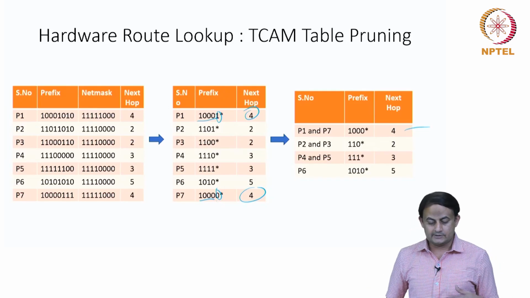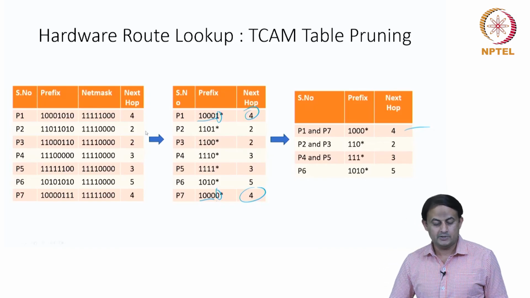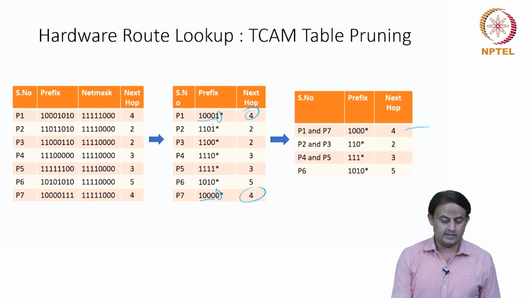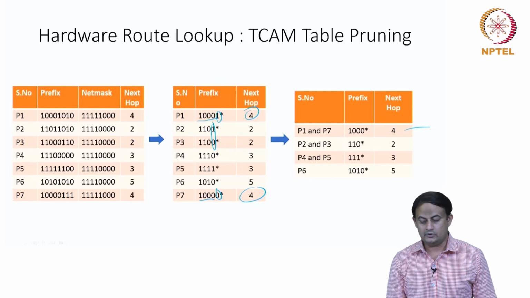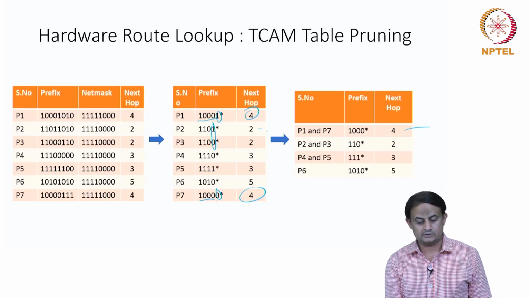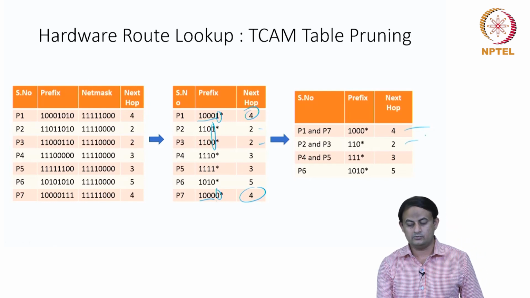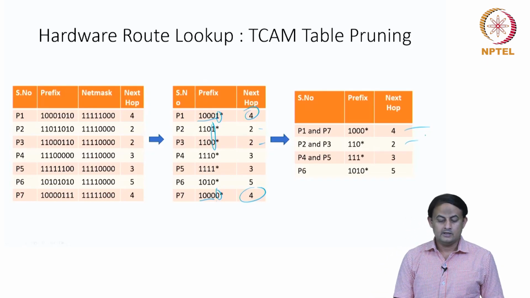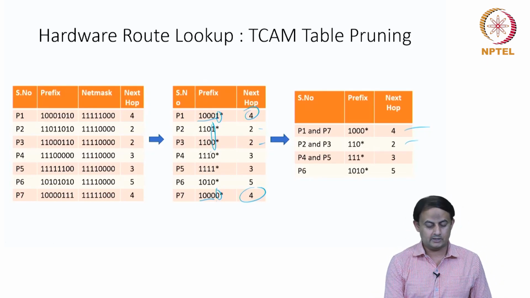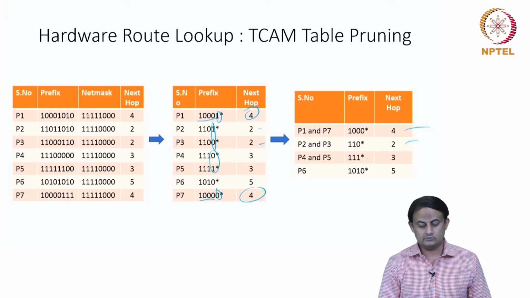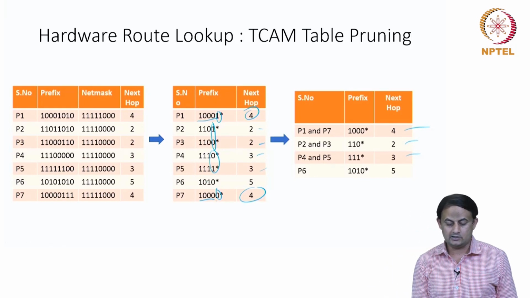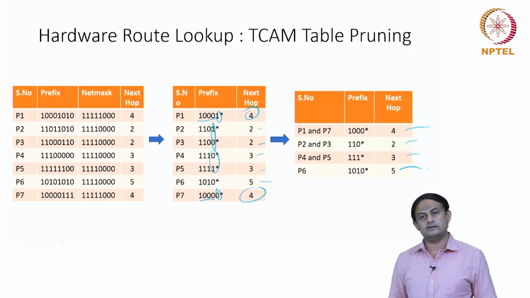Going by the same argument, I can also merge P2 and P3. They also differ by 1 bit. So I create one entry, and both of them say you need to forward it to port number 2. P4 and P5, by the same argument, can also be merged. Both of them say you need to forward it to port number 3. P6 cannot be merged with anyone, so I will retain that as it is.